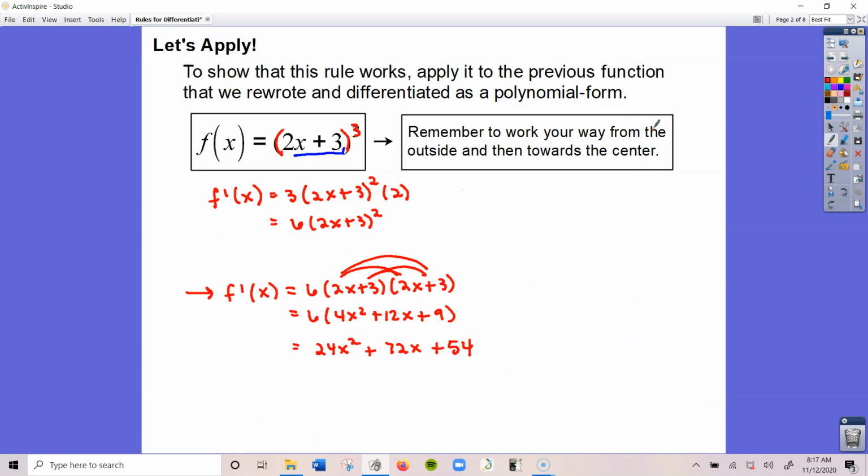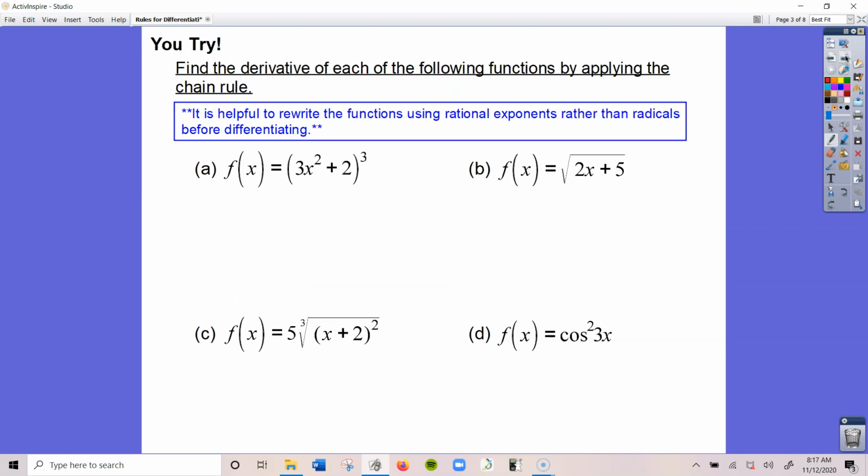Okay, so the chain rule makes this a lot more possible and makes it a lot easier to find the derivative of a function like this. So let's try this with a few other examples. For f of x, we have 3x squared plus 2 all raised to the third. So remember, we're working our way from the outside in.